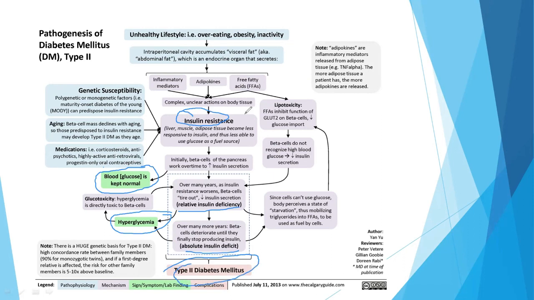Right? So initially there is insulin resistance but the glucose level is normal, and then there is hyperglycemia. Now, this hyperglycemia stage is not the diabetes mellitus stage. This is a state of relative insulin deficiency. And after relative insulin deficiency, when there is absolute insulin deficiency, then only there is type 2 diabetes mellitus.